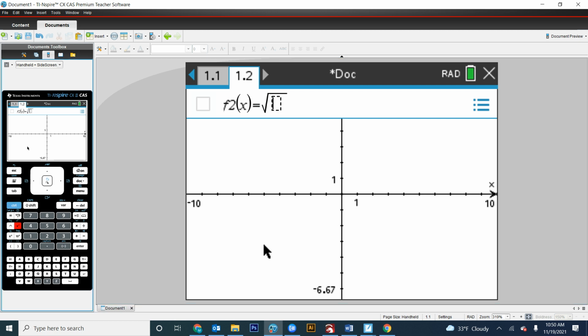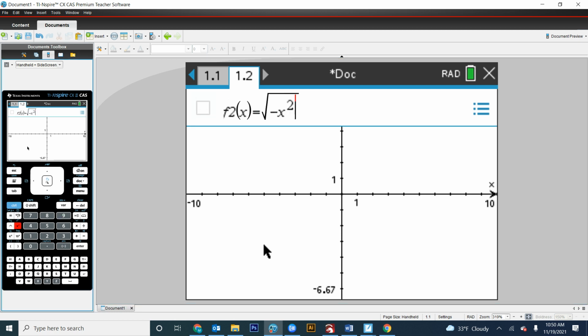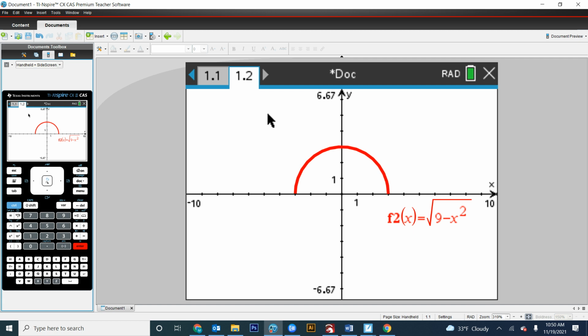Square root of 9 minus x squared. Ooh, top of the circle to you. Do you recognize it? Or was it disguised to you? Top half of a circle? Ooh, wait a minute. A circle.